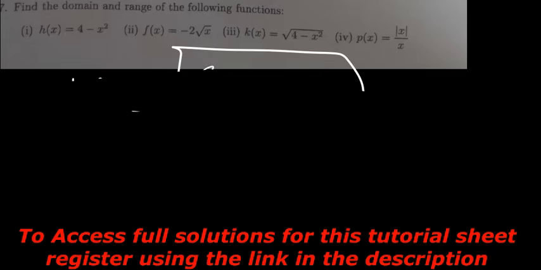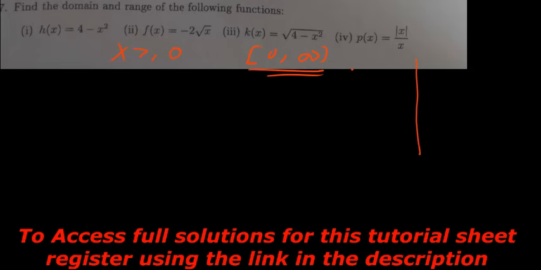Okay, now let's go to the second one. So the second one, remember, we're talking about radical function. So for any kind of radical function, get what is in the square root greater than or equal to 0. So the domain starting from 0 to positive infinity. But the range is going to be different. What I want you to understand is that I'll explain this in this manner.